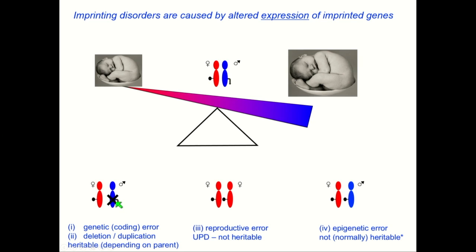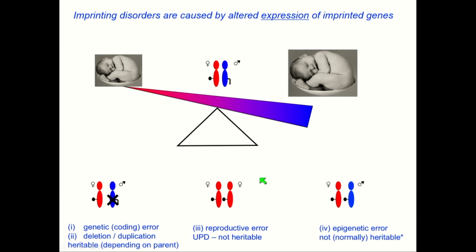So if we imagine our paternal allele that should be expressed, if it's deleted or duplicated or mutated, then there is effectively no expression. That is the consequence of hemizygous expression. This is obviously heritable, but dependent on the parent from which it's inherited.